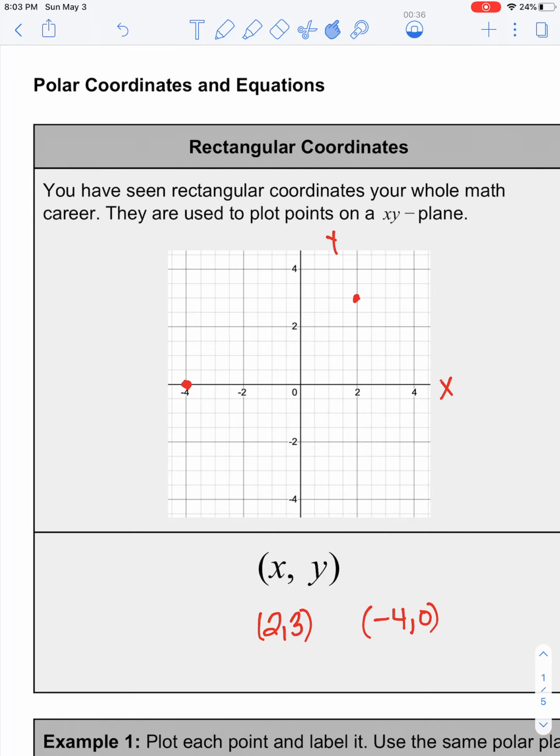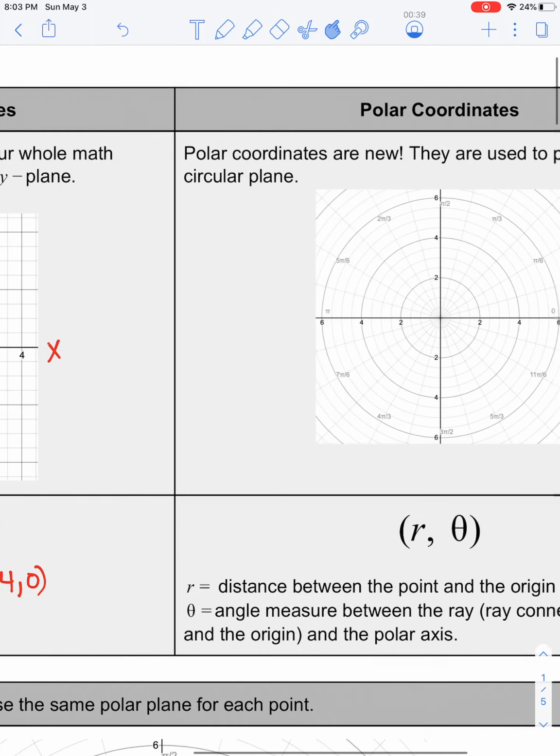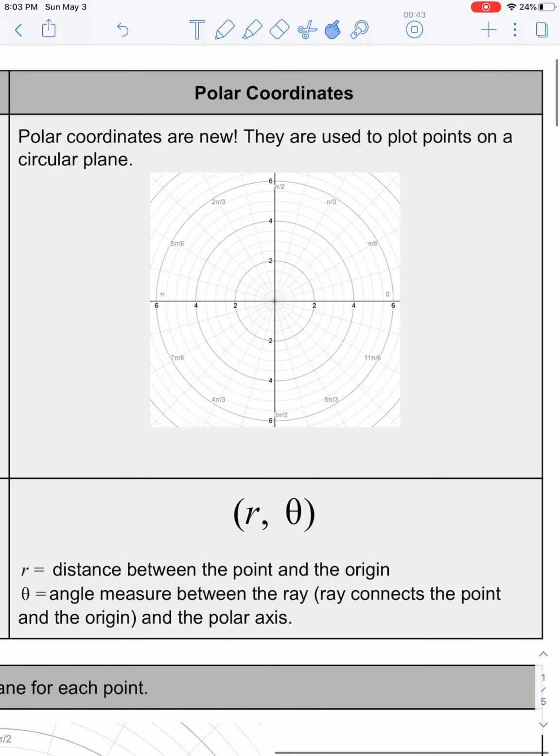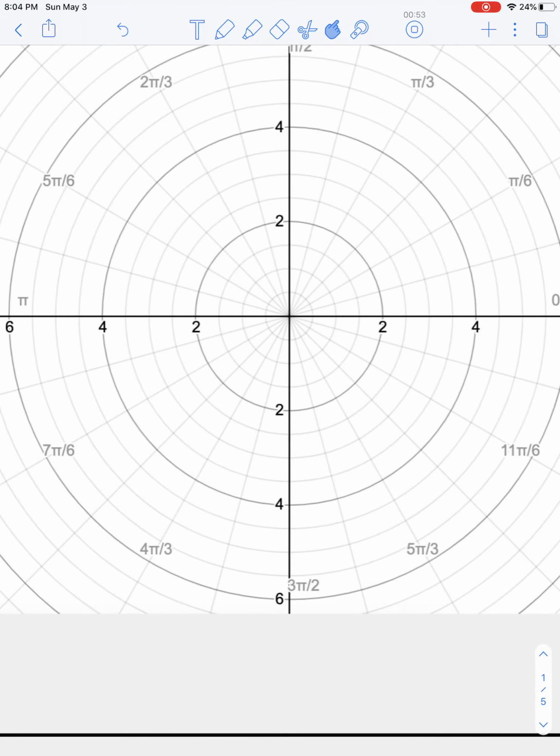What we're going to look at today to start our lesson is something totally different. This is the idea of polar coordinates. The biggest difference is that these are used to plot points on a circular plane. You'll notice right away that the grid is not made of rectangles. It's actually made of concentric circles, so circles that are stacked inside each other, right?